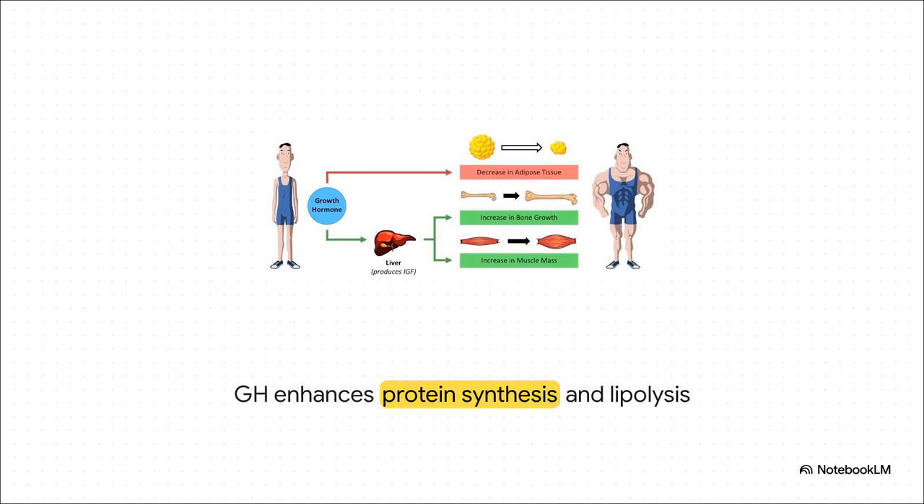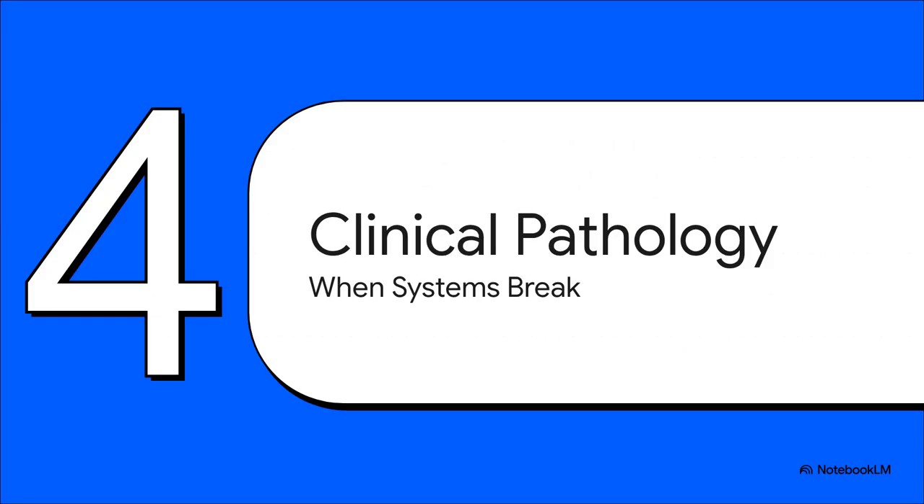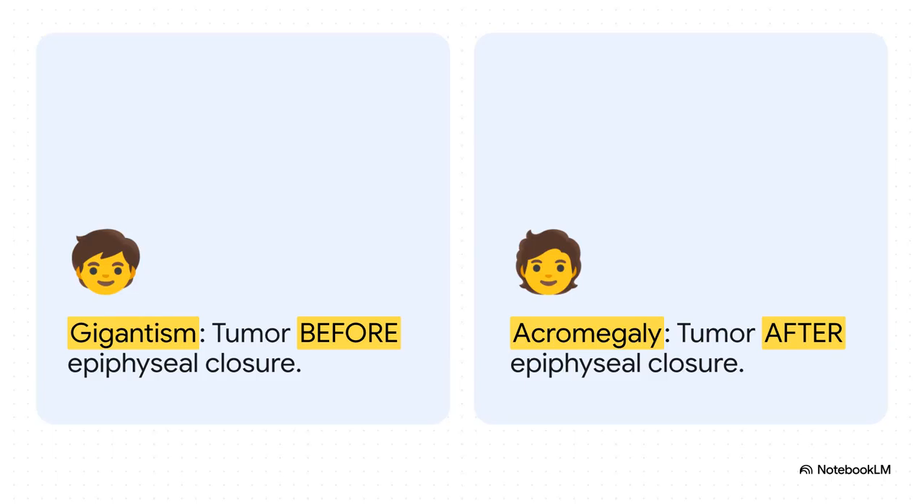Metabolically speaking, it actively stimulates lipolysis to decrease adipose tissue and antagonizes insulin to raise your blood glucose. Basically, it's designed to build you up and provide the raw fuel to do it. All right, Section 4, Clinical Pathology. What happens when these systems break? So the absolutely crucial point here is timing.